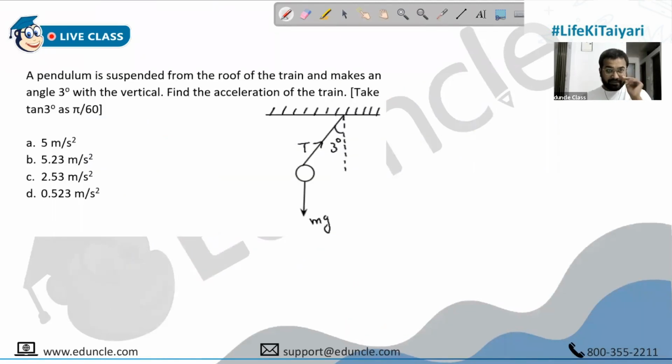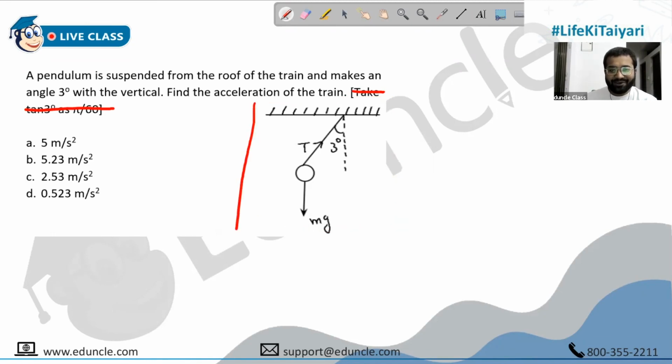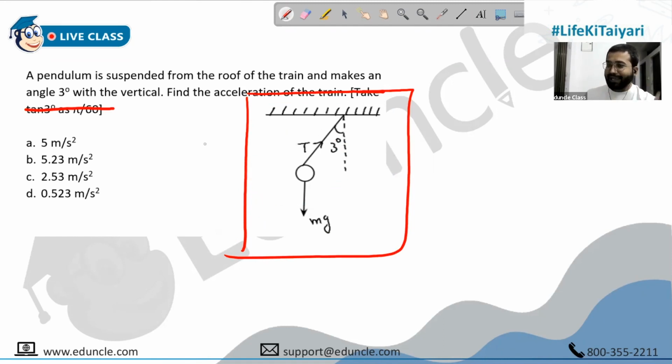A pendulum is suspended from the roof of a train and makes an angle of 3 degrees with the vertical. Find the acceleration of the train. Actually, they shouldn't have given this additional information, but okay. So basically, this is a pendulum in some box. Let's say the box is a train. I couldn't find time to draw this with a scale, so I have drawn it with my own hands. I have personally typed these questions for you all so that we save time in the class.